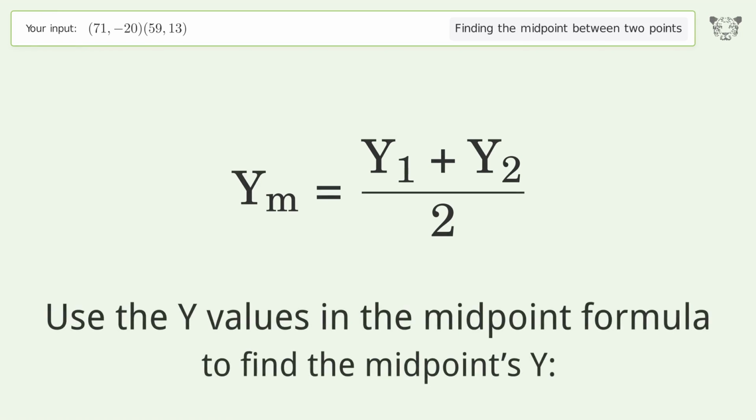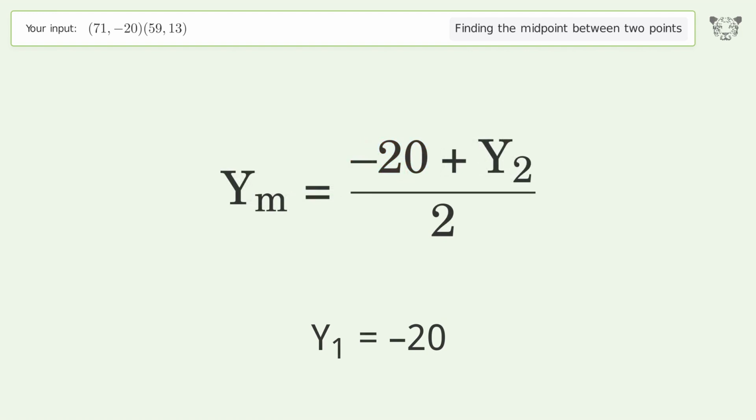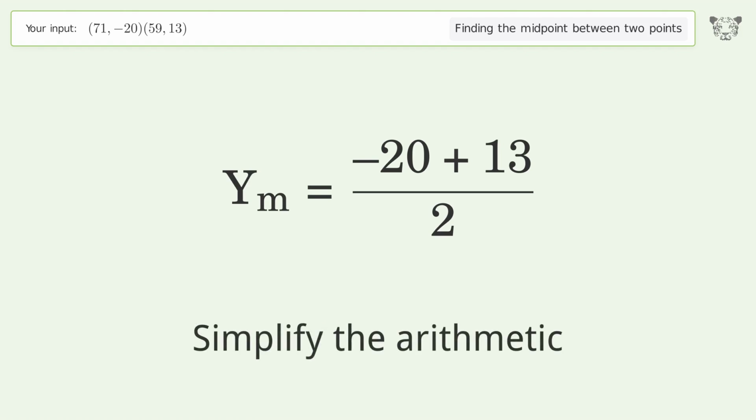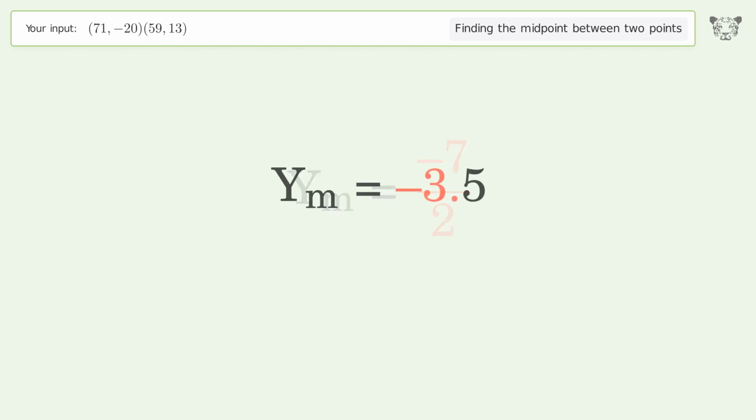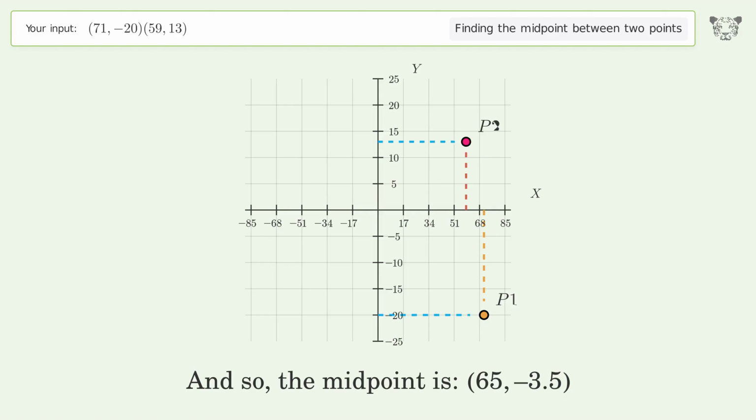Use the y values in the midpoint formula to find the midpoint's y. y1 equals negative 20. y2 equals 13. Simplify the arithmetic. And so, the midpoint is 65, negative 3.5.